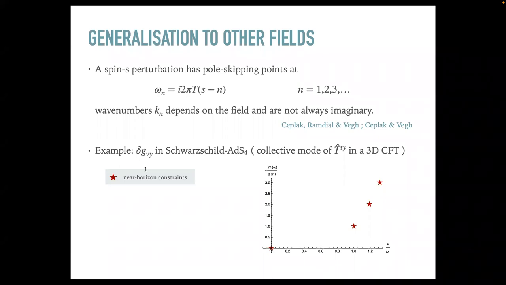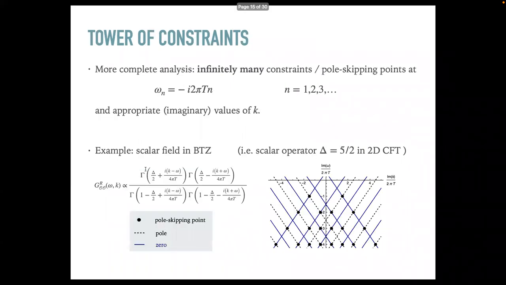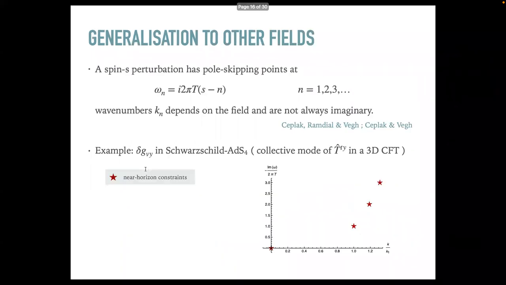Okay, so in general, some spin S perturbation has pole skipping points that are, again, evenly spaced in imaginary frequency. And what the spin controls is the highest frequency at which this happens. For a scalar field, S is zero, so the pole skipping points are all minus i multiplied by a number. As you increase the spin, this tower I had in the previous slide starts higher and higher up. And again, the number of wave numbers at which you have these pole skipping points grows with n.